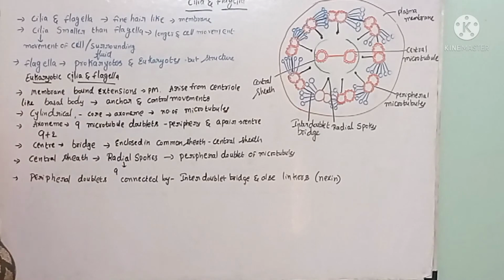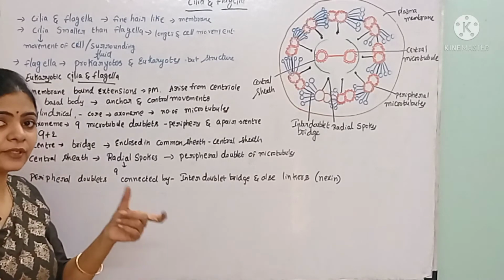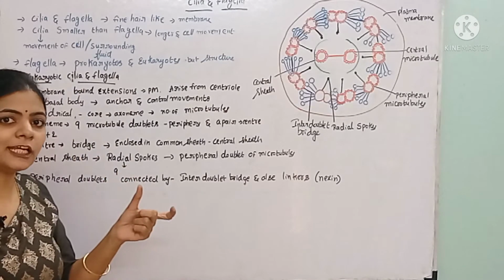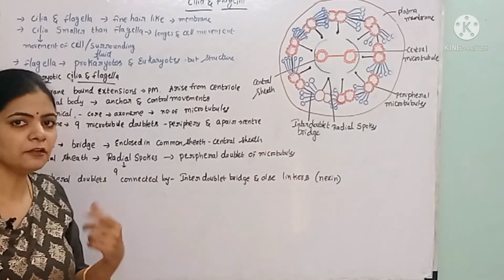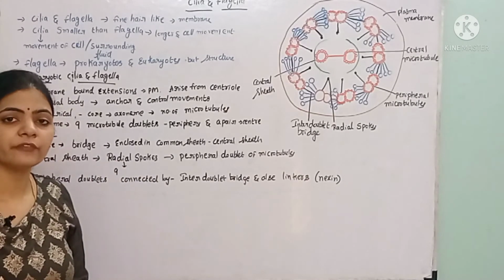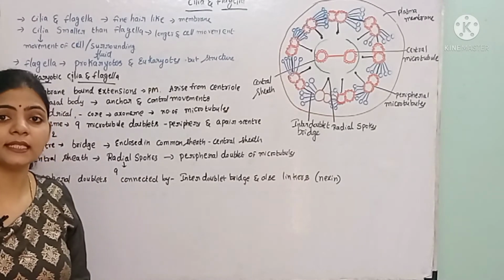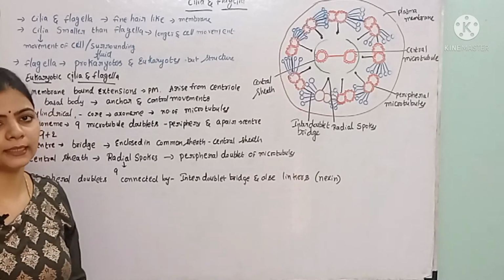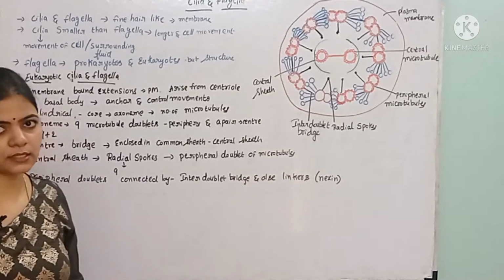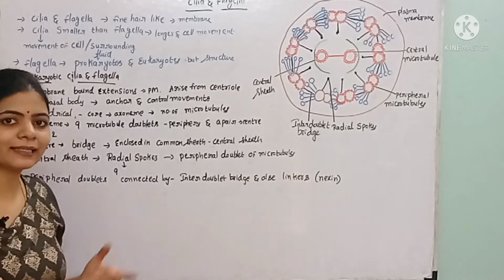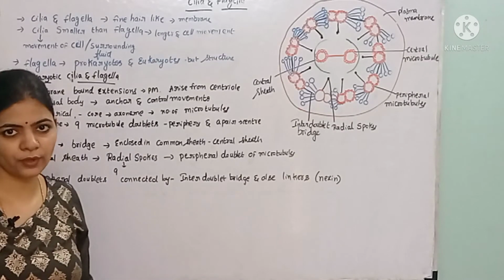And here, when compared in size, the cilia are much smaller than the flagella. And also, if you see the number, the cilia are more in number, present all around the cell, whereas the flagella are less in number. They may be 1 to 4 in number.